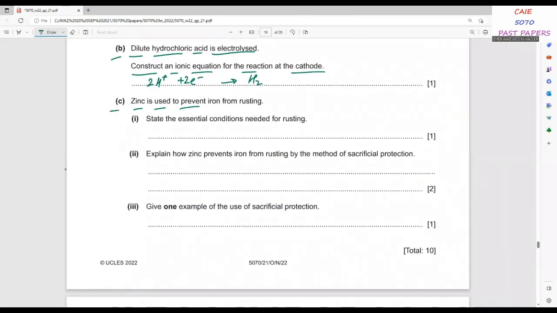Zinc is used to prevent iron from rusting. Number one, state the essential conditions needed for rusting. For rusting, it's important that water and oxygen must be there. So you write water and oxygen. If any one of these is missing, rusting will not take place.